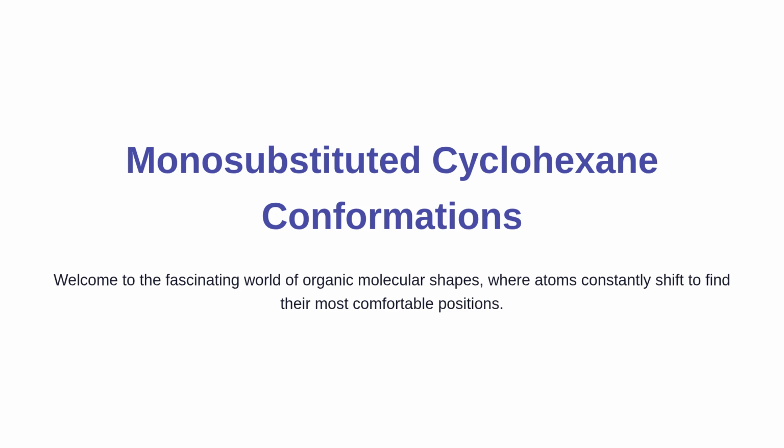Imagine getting on a crowded bus and looking for the seat with the most legroom. Molecules behave in the exact same way. They constantly shift and arrange themselves in space to avoid being cramped. Understanding how and why they do this is the key to predicting how complex chemicals behave in the real world.